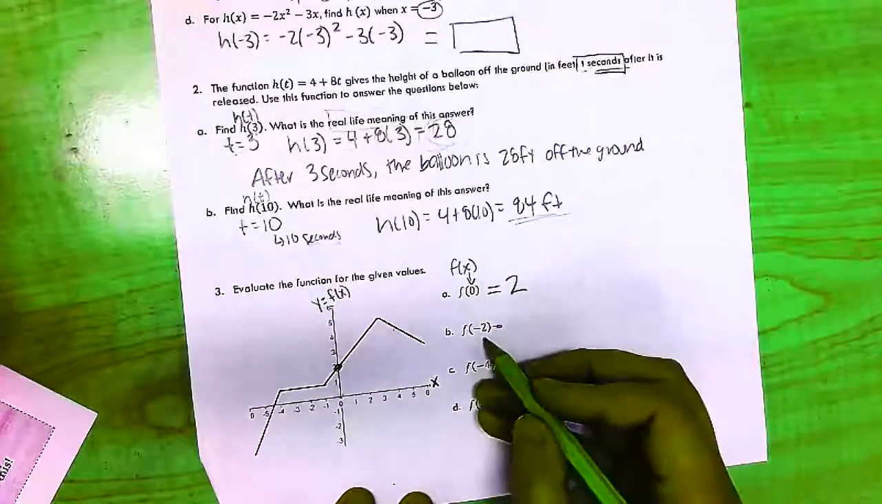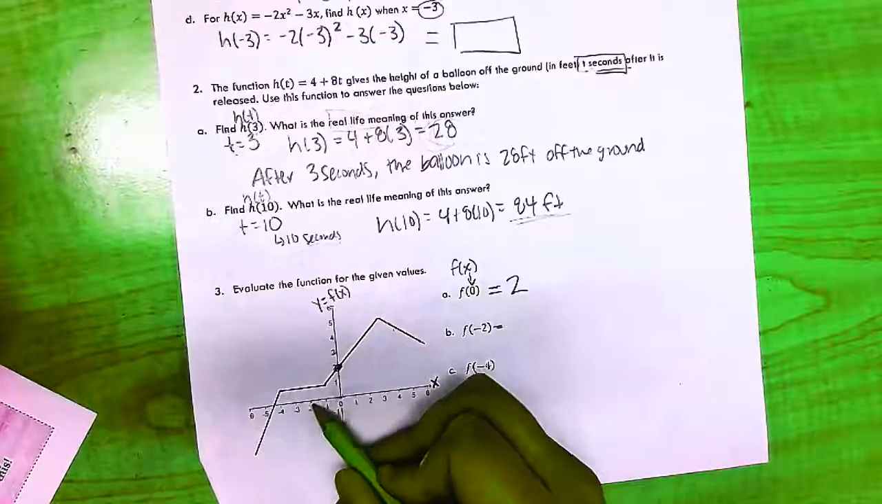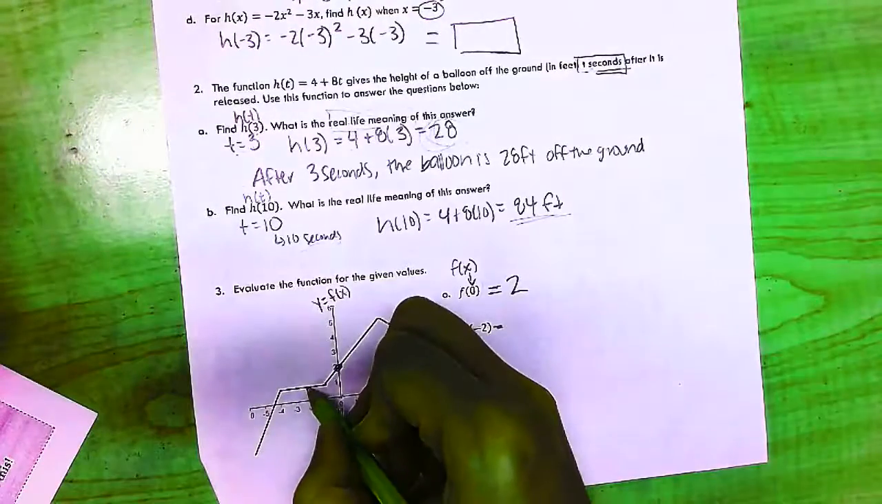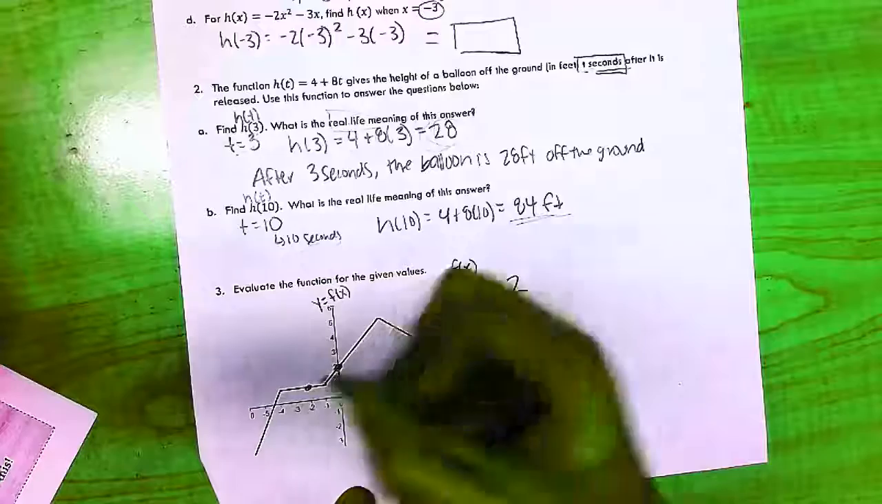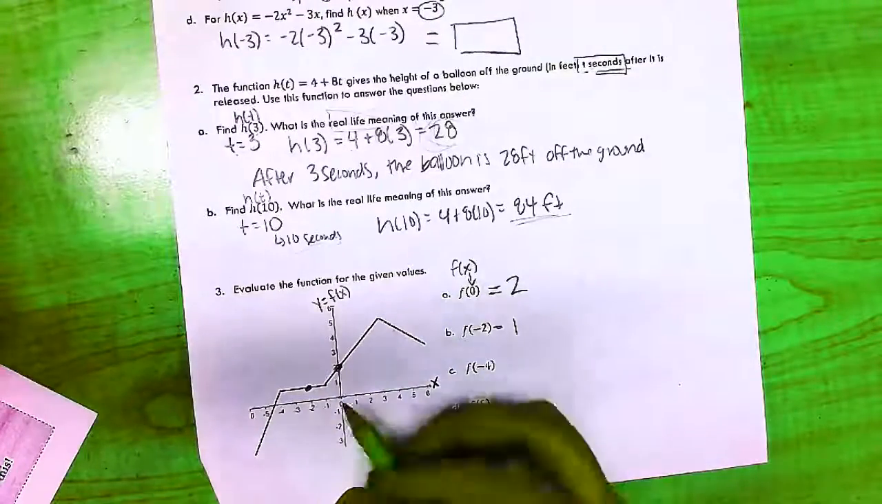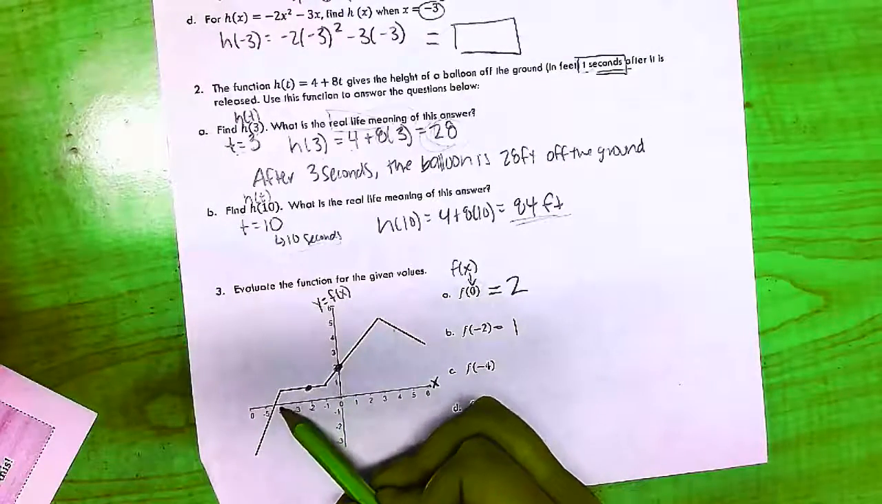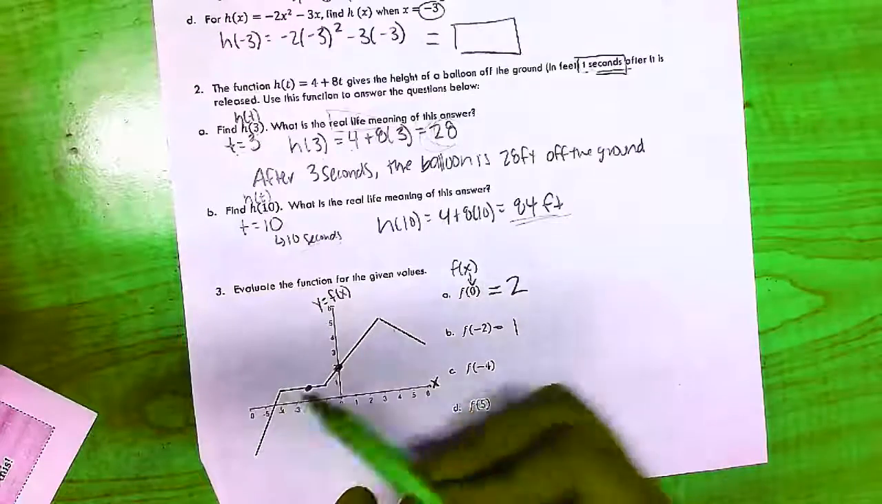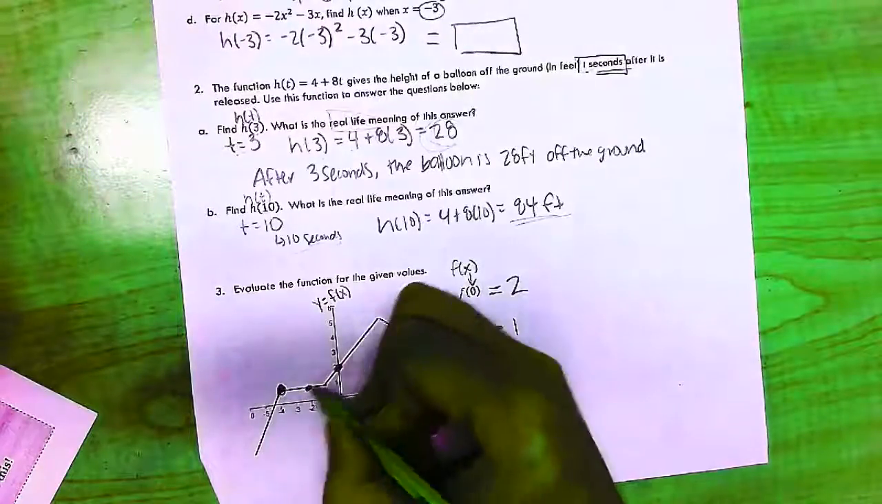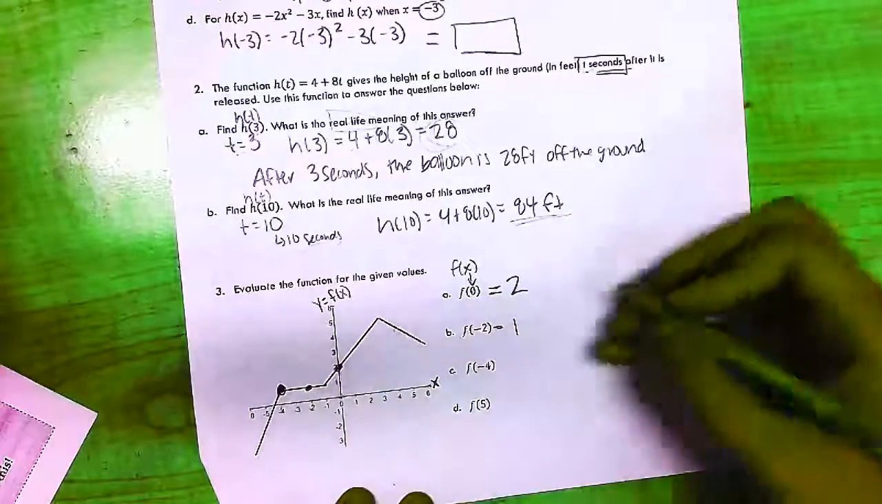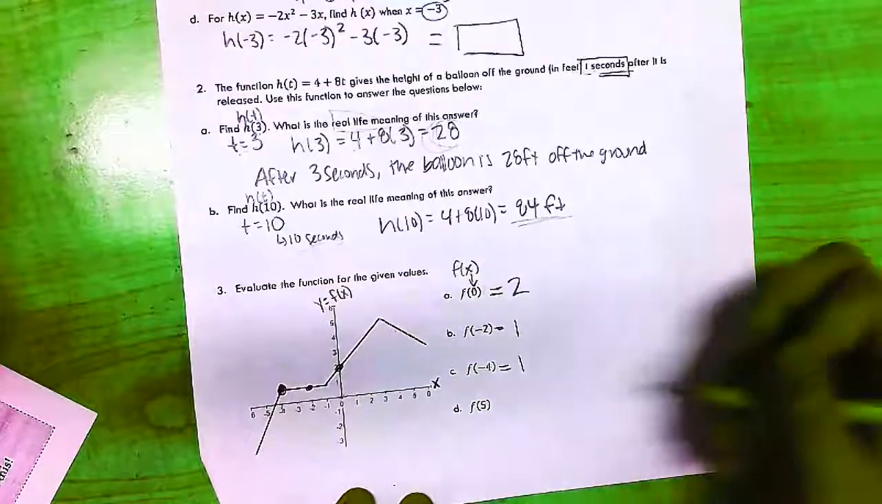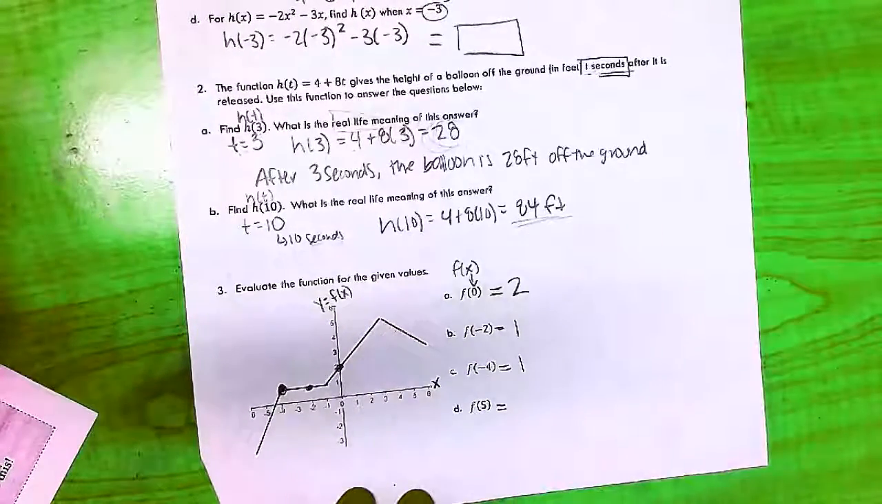So here it's looking for f of negative 2. So I'm going to go over to negative 2, and I'm going to look up here to make sure that it's at 1. F of negative 4. So I go over to negative 4. I go up to where I see my function graphed. I see that negative 4 is also at 1. I'm going to leave this last one for you.